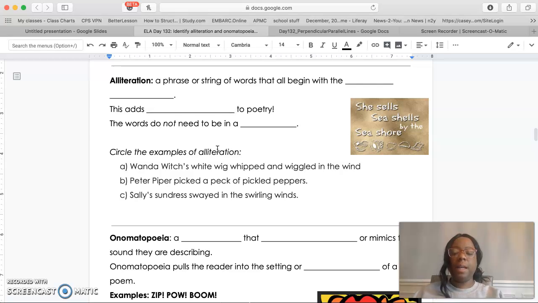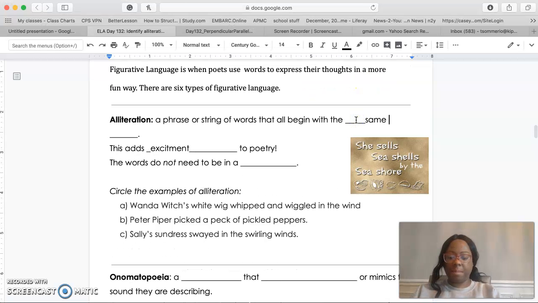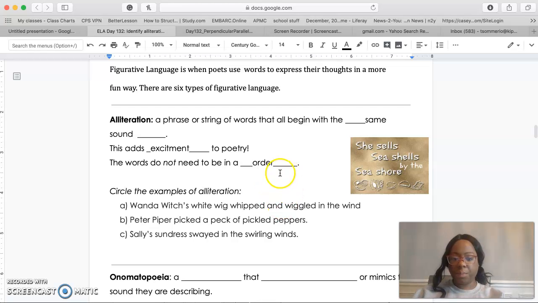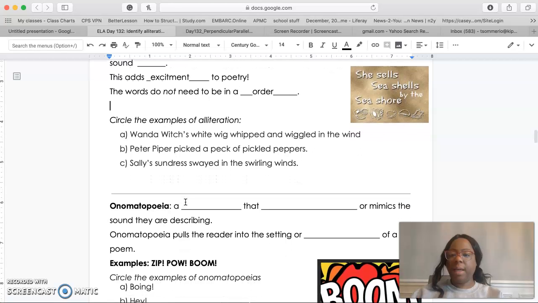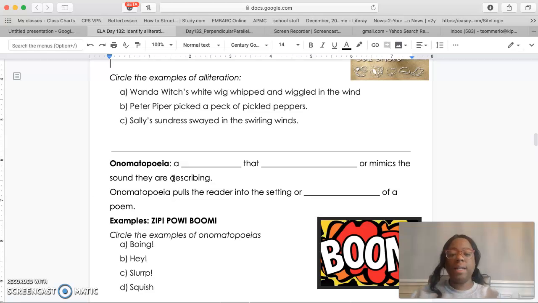So repeat after me. Alliteration. All right. Alliteration is a phrase or string of words that all begin with the same sound. Now, this adds excitement to poetry. The words do not need to be in any kind of particular order. So, when we look at the examples, we have Wanda Witch's white wig whipped and wiggled in the wind. Then we have Peter Piper picked a peck of pickled peppers. And last we have Sally's sundress swayed in the swirling wind.